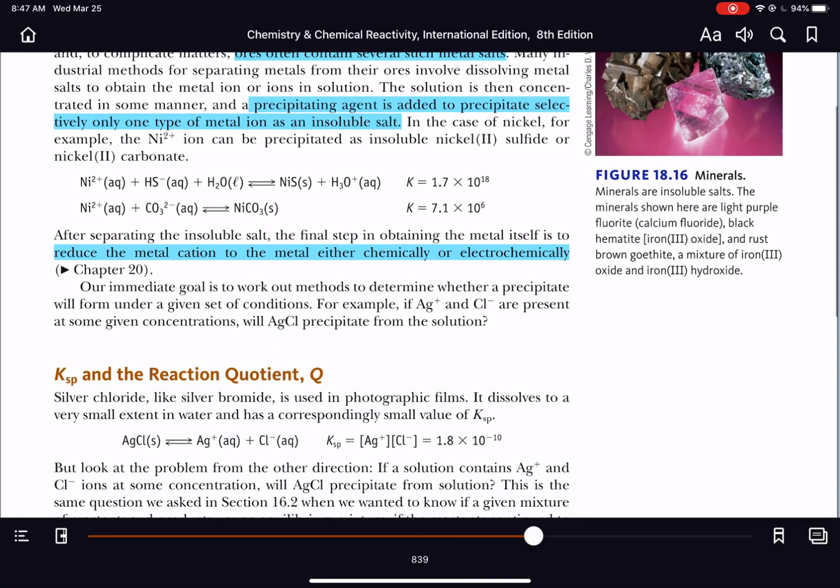How do we then separate the metal from the rest of the ore? We would do that either chemically or electrochemically, which will be the focus in chapter 20.